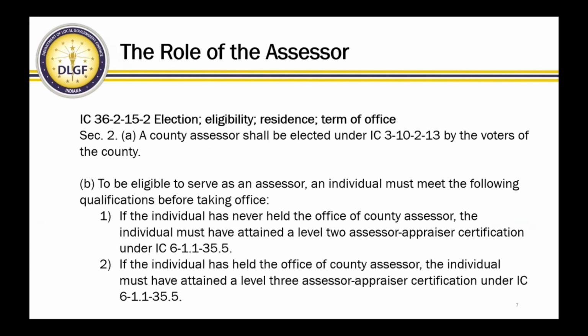In order to run for office, or actually to take office, an individual must have, if they've never held the office of county assessor, at least their level 2 certification through our office before taking office. So conceivably, a person who has never held the office of county assessor decides to run, and prior to the general election in November, they did not get their level 2. Could they take office by January 1st? As long as they could get their level 2 in that 6 to 8 week time frame prior to the election, it would be possible.